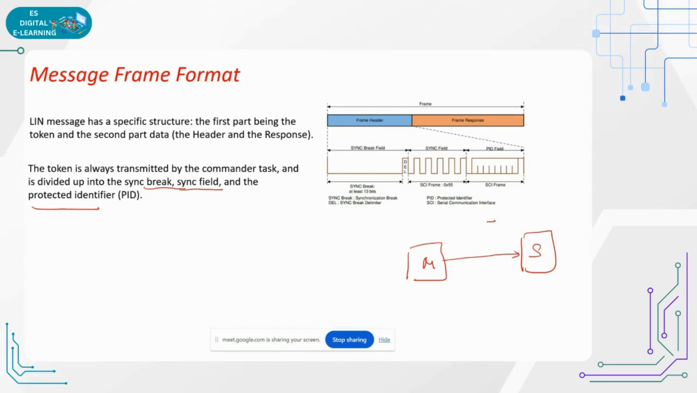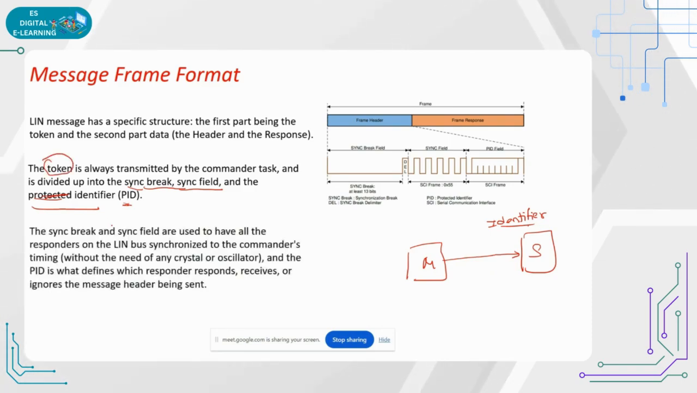In an interview you need to say just identifier, that is the ID. This is for your information: whenever you refer to documents in real time while working, they will mention PID. For that purpose I mentioned the protected identifier with PID in brackets. So the sync break and sync fields will be there, and this will be requested by the master to send the data.